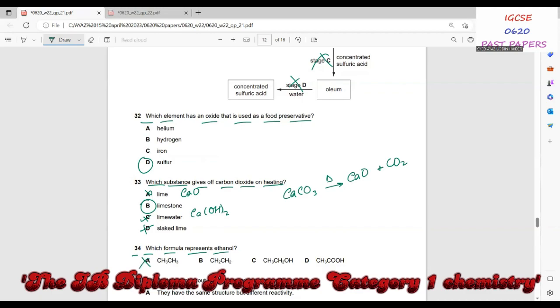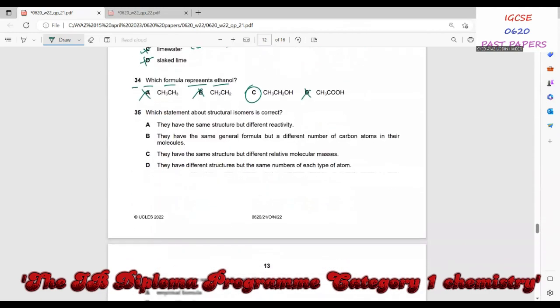34. Which formula represents ethanol? CH3CH3, this is wrong. This is ethane. CH2CH2, this is ethene. This is again wrong. CH3CH2OH. Yes, this is right. This is the formula for ethanol. D. CH3COOH. This is again wrong. This is the formula for ethanoic acid.